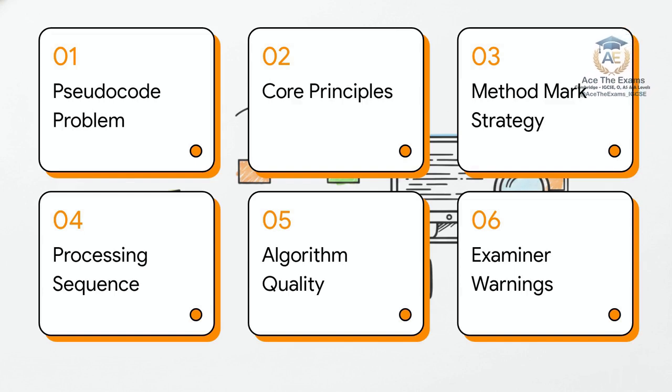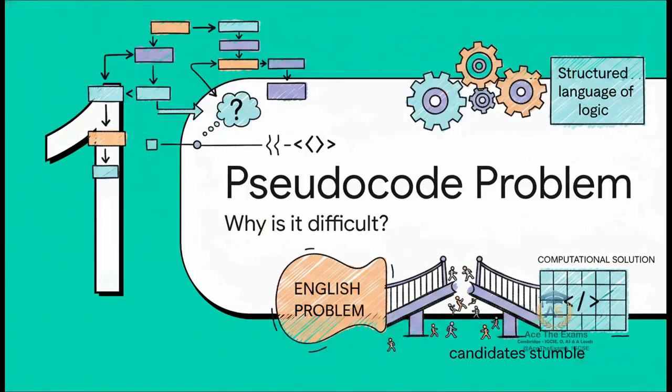We are going to break down the methodology, the theory, and the specific pitfalls that separate a totally average passing grade from those top-tier elite academic performances. Section 1. The pseudocode problem and why it is genuinely so difficult for so many candidates. To start, we really need to address a high-stakes reality regarding how students like Alex and Sam approach this topic under exam pressure.